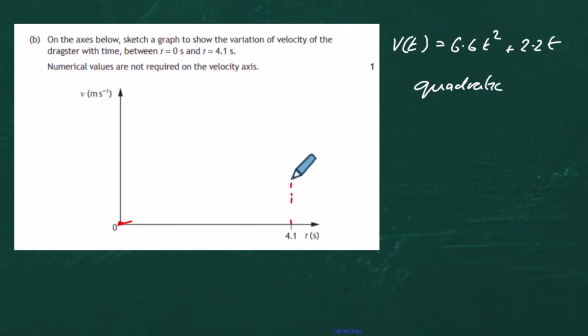If I can draw the dotted line for the 4.1 seconds, because we don't want to go any further than that. Our parabola graph will start at 0, because the function v(t) when t is 0 is 0: 6.6 times 0 plus 2.2 times 0 is 0. So our graph starts at 0 velocity here, and you're going to get that nice parabolic curve, a smooth curve all the way up. It's very hard to do on a screen. And that is the shape of the velocity-time graph for that particular motion of that dragster.